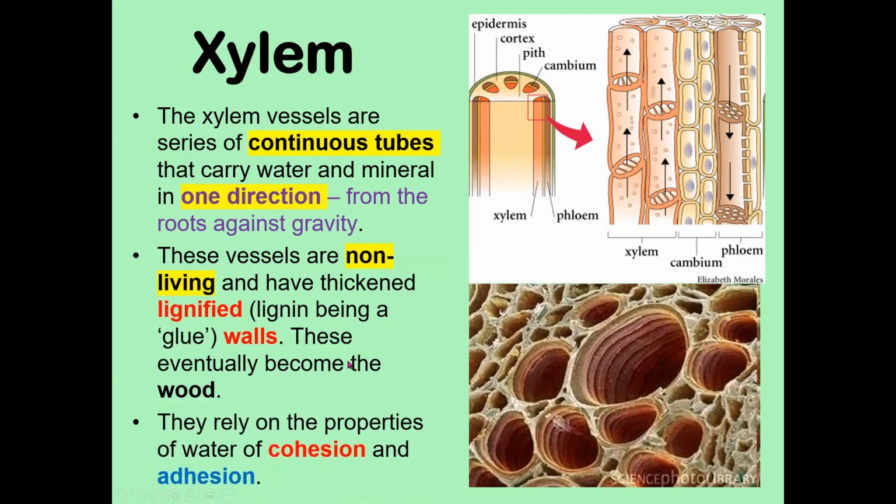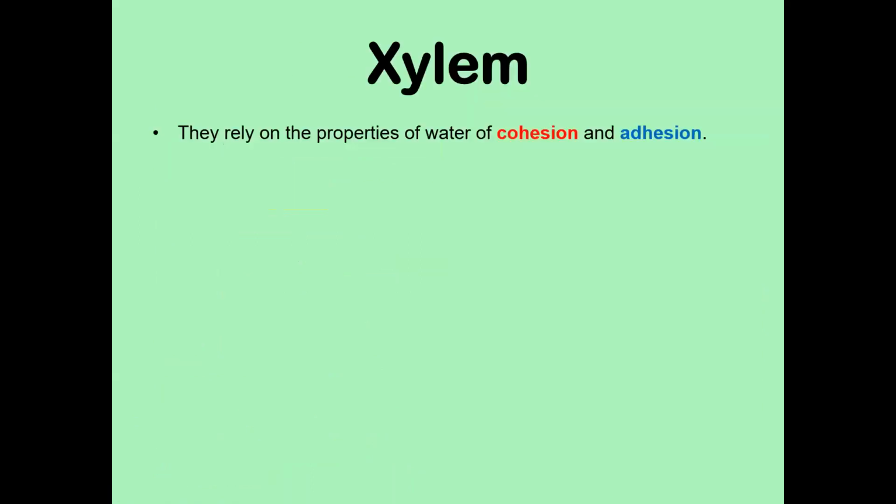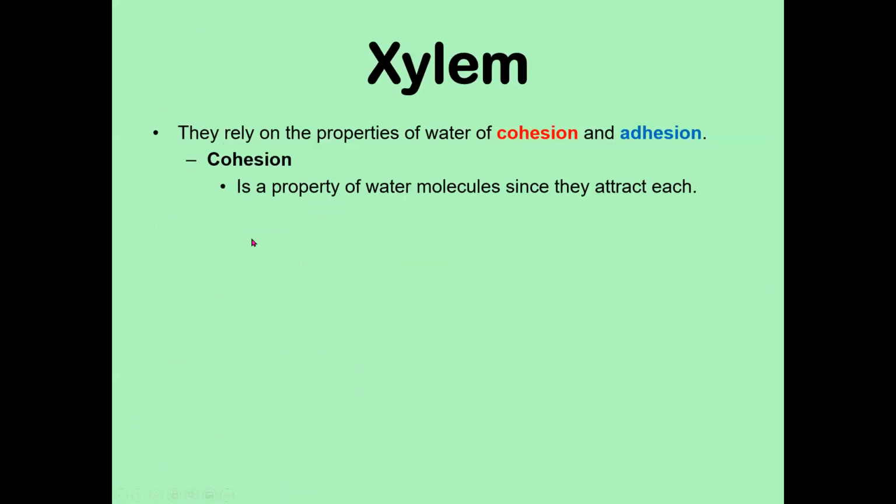Now, water has two properties besides quenching our thirst. Water itself has a property of cohesion and a property of adhesion. If it didn't have both of these properties, none of this could happen. So let's go through it. Cohesion is when the molecules of water actually attract each other.